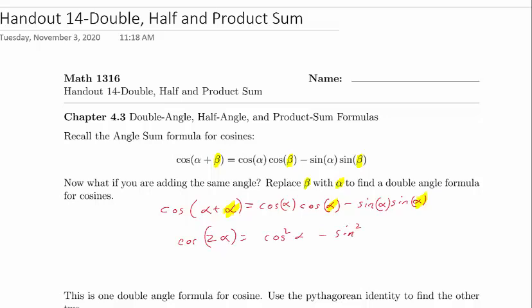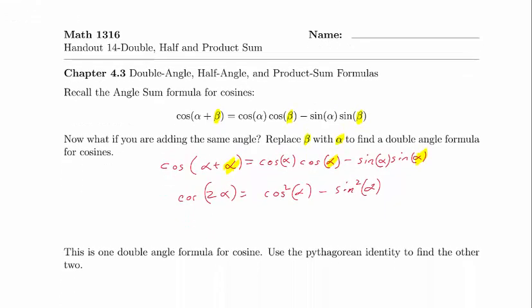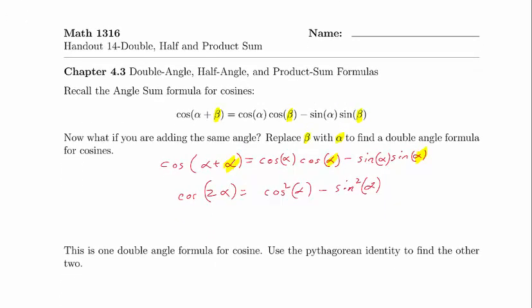minus sine squared alpha. This one has a similar appearance to the Pythagorean identity, cosine squared plus sine squared, but note that if one of them is negative, namely the sine squared, then you're dealing with the double angle formula. That's one way to keep them straight in your head. So now we've got one of our double angle formulas.